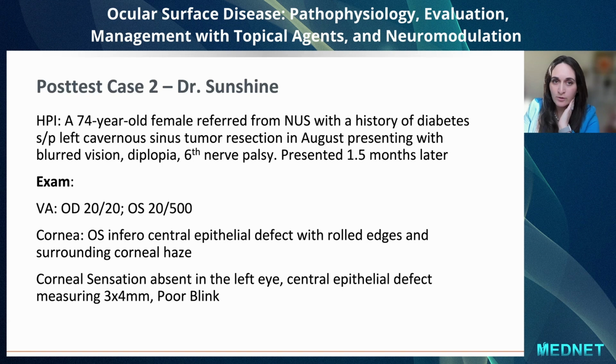So we're going to go back through this patient again. This is a 74-year-old female who was referred from neurosurgery with a history of diabetes. She had a left cavernous sinus tumor resection in August. She presented with blurry vision, double vision, and sixth nerve palsy, and she came in to see us a month and a half afterwards. Her vision in the right eye was 20/20 and the left eye was 20/200. She had an inferocentral epithelial defect with rolled edges and surrounding corneal haze. She had decreased or no corneal sensation in the left eye. She had the central epithelial defect, as pictured.